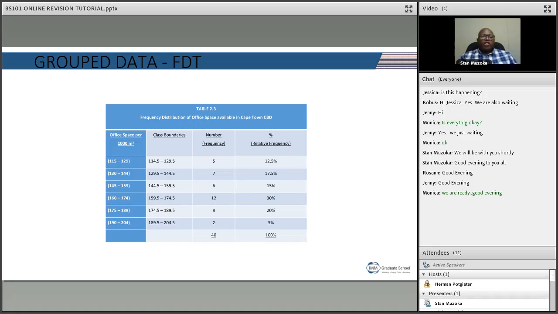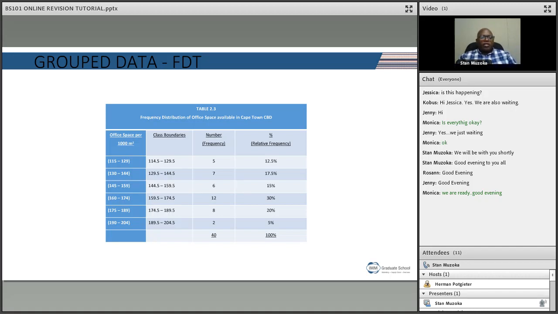When the range becomes much bigger, for instance, in another study where we are looking at the available office space in Cape Town, this could be any size. Because it can be any size, it will range from 115 square meters to 204 square meters, quite large. Therefore, with that large range, it will only be helpful for us to group that data.